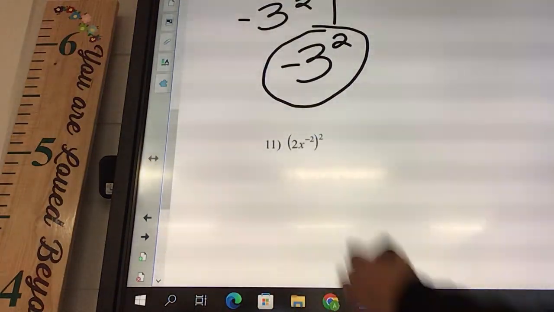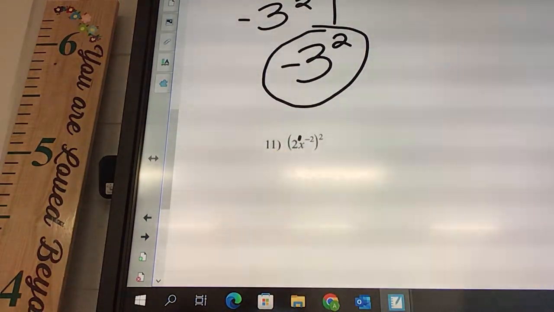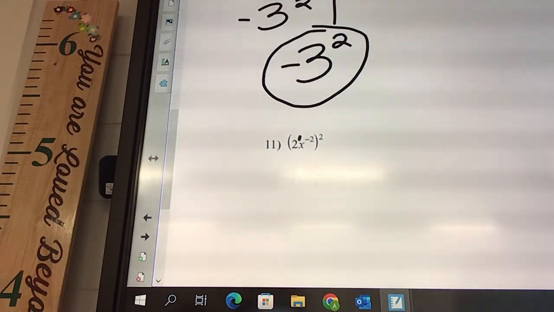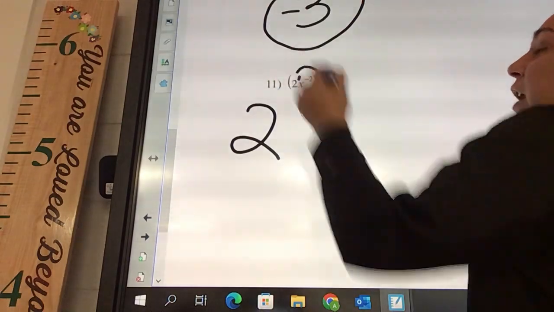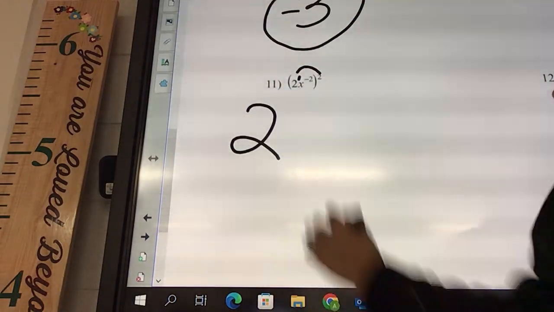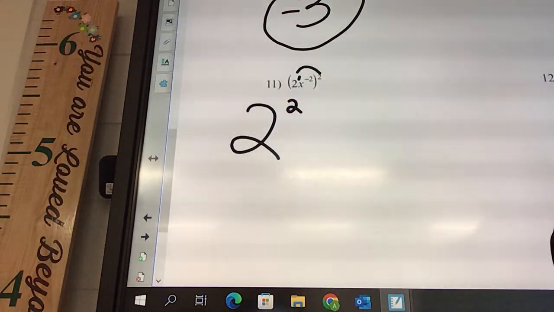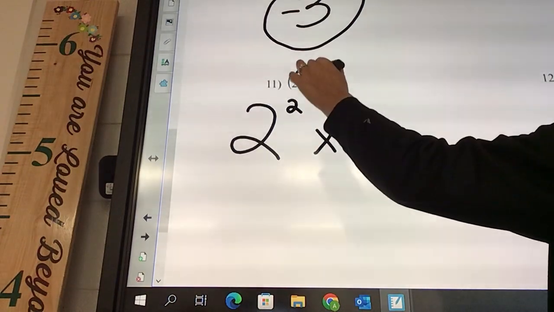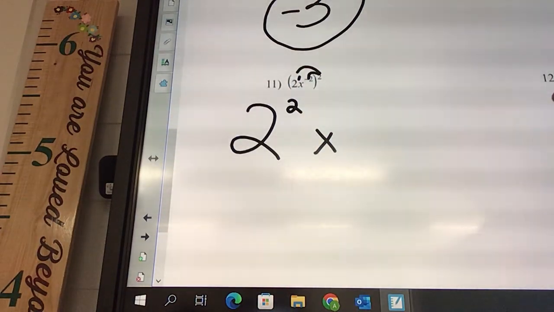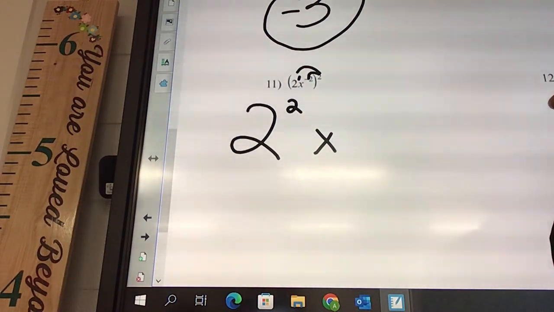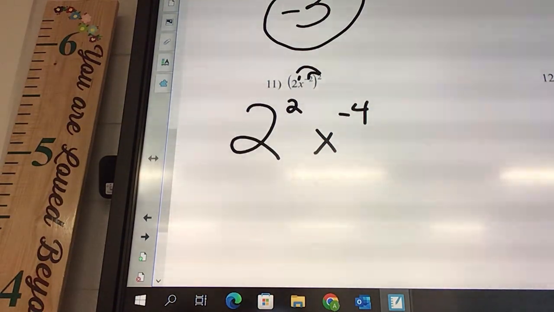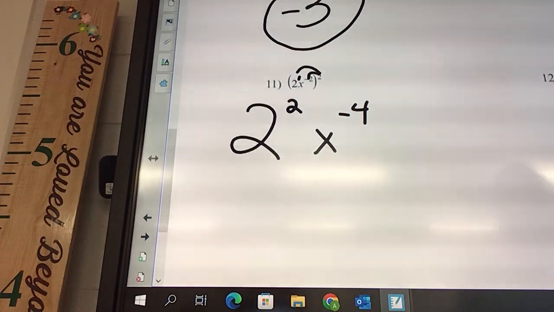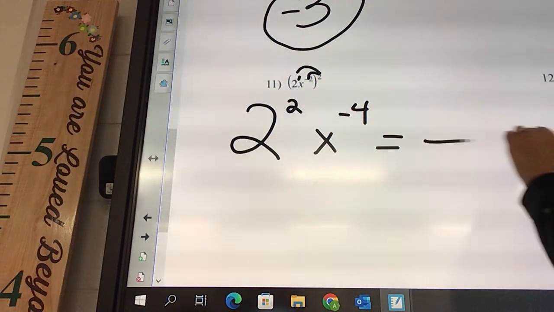Okay, look at 11. First of all, I'm going to put the 1. Okay, so I have a big 2 for a coefficient. What is 2 times 1? 2. X to the 2 times 2, negative 2. Negative 4. Okay, do we have negative exponents? Yes. What needs moved? The negative 1. Okay, so draw your bar.